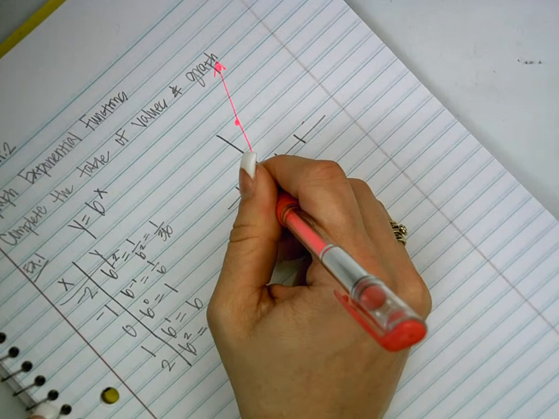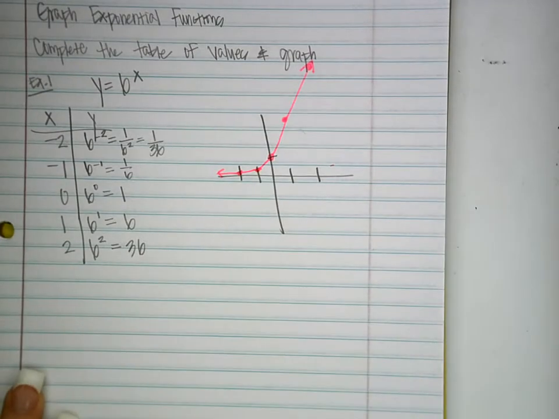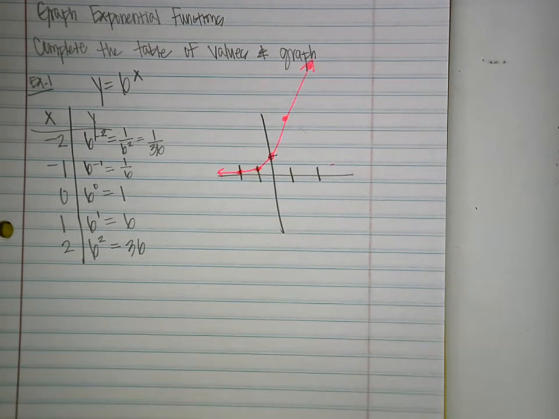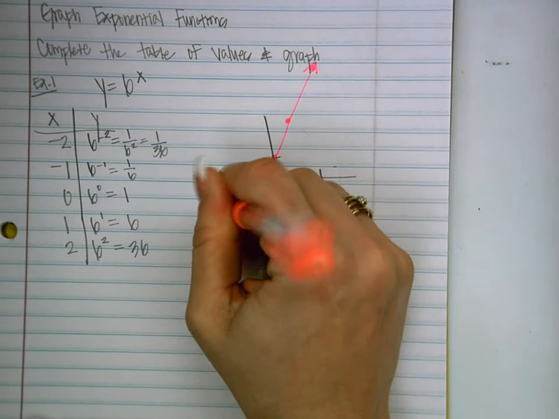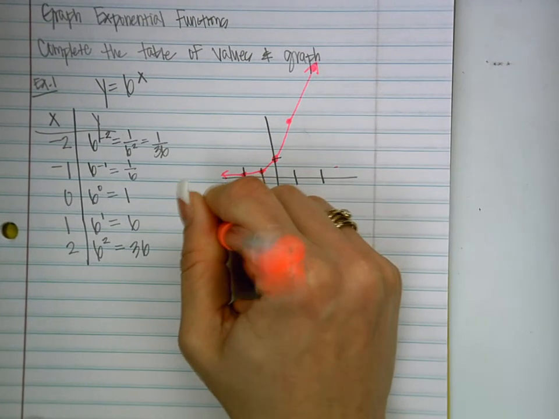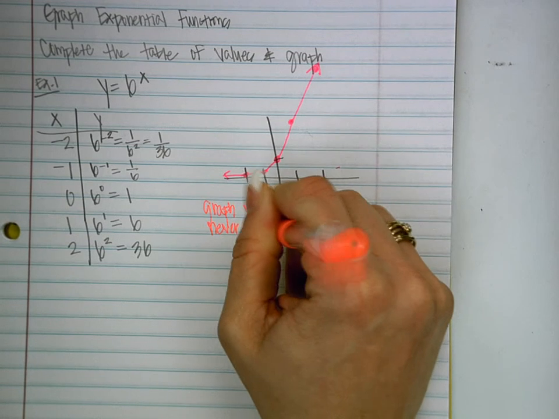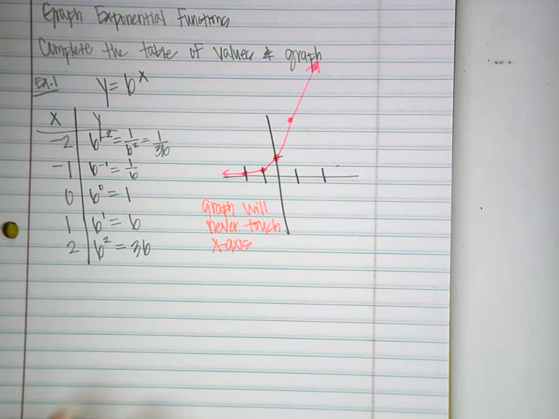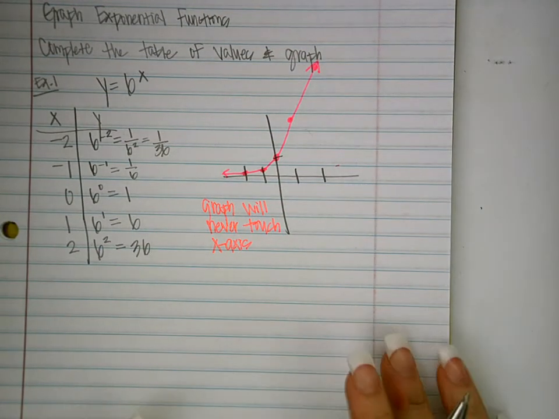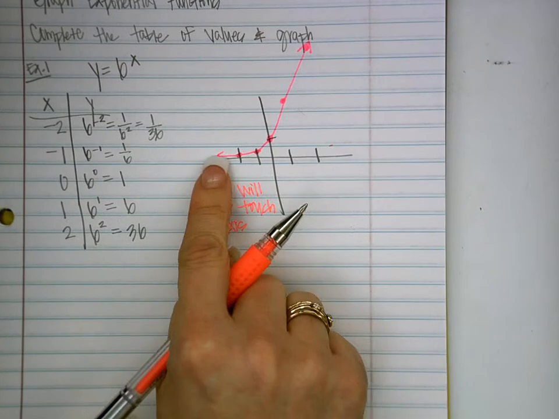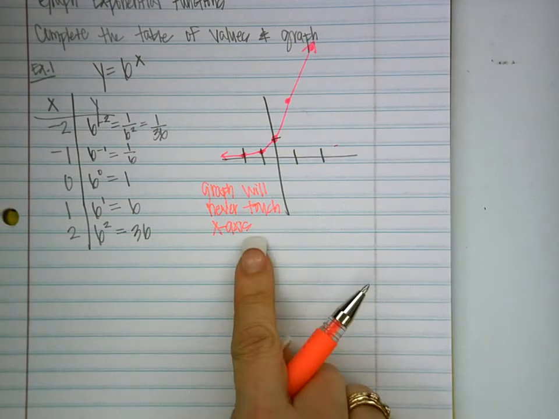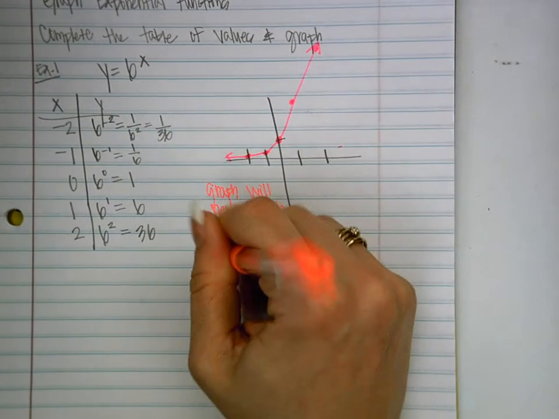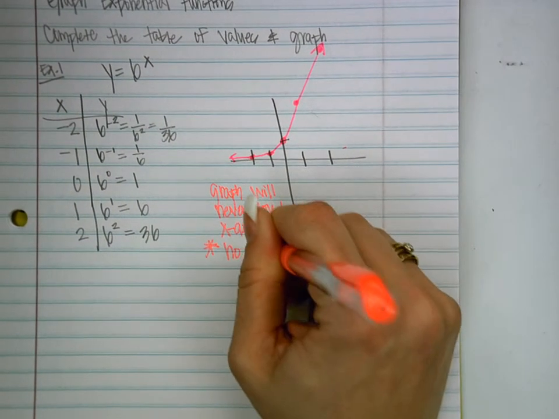Now, when you connect on the left side, you need to be very, very careful, because this graph will never, I repeat, never touch the x-axis. So if it never touches the x-axis, what does that mean? What's it called when something touches the x-axis? It makes an x-intercept. So since it will never touch the x-axis, there will be no x-intercepts.